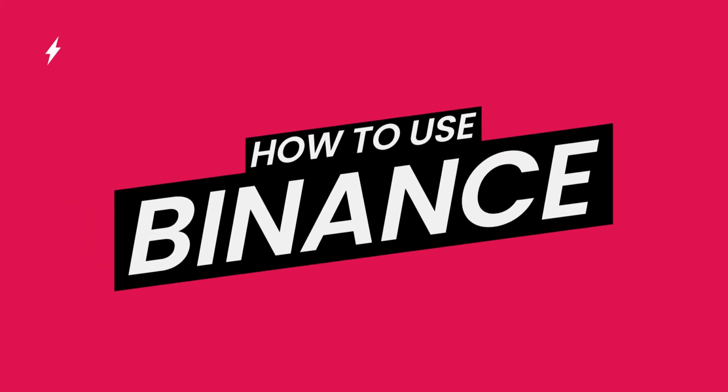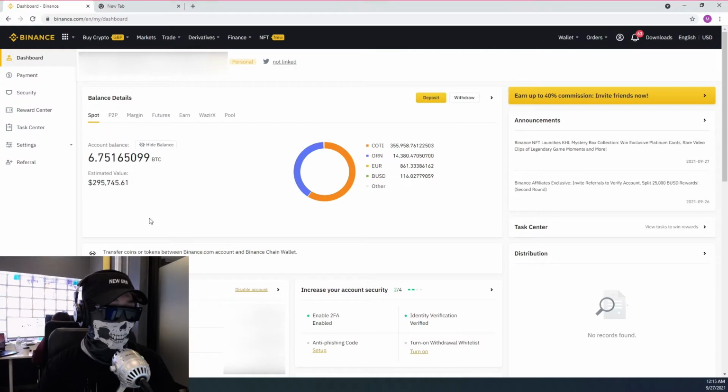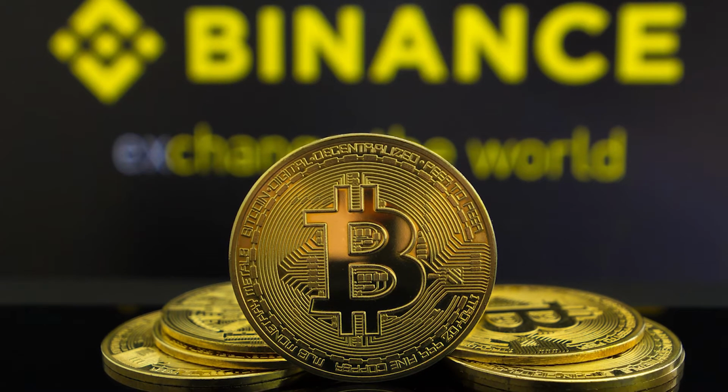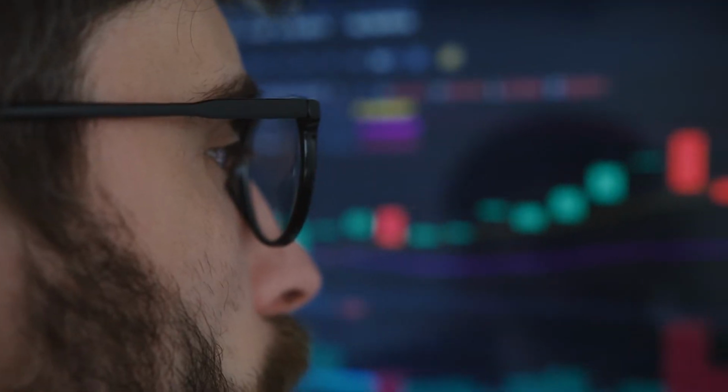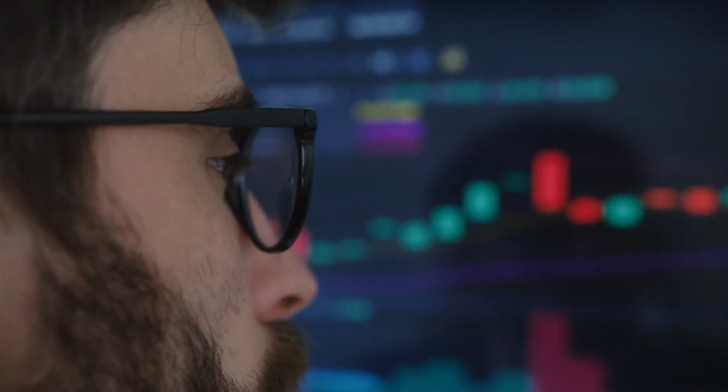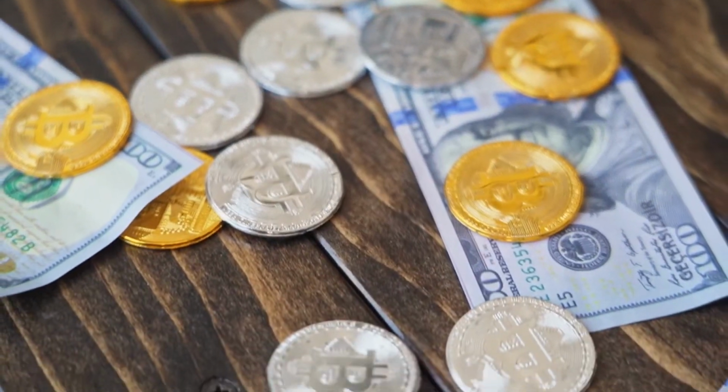Now, as you can see, I'm here on my dashboard, and I know there's a lot of tutorials out there going over how to use Binance, and these tutorials go over so many details that you don't actually need. In this tutorial, I'm just gonna go over a stupid simple way to use Binance to make money right away.